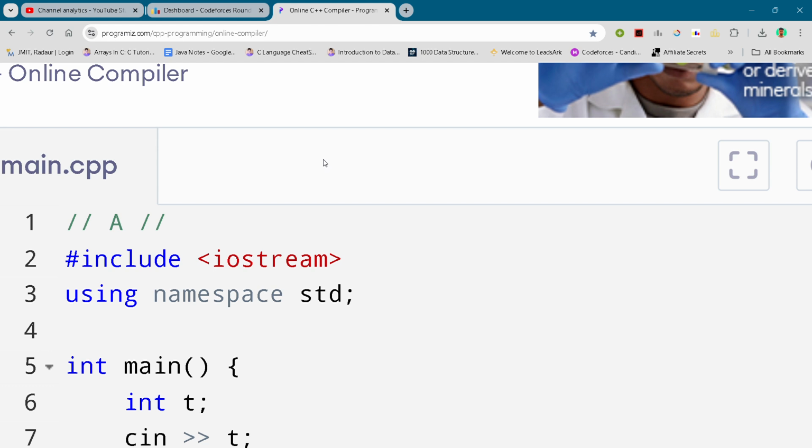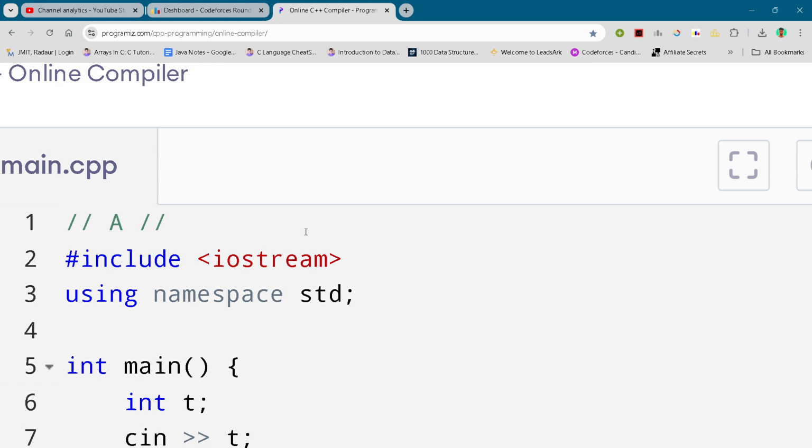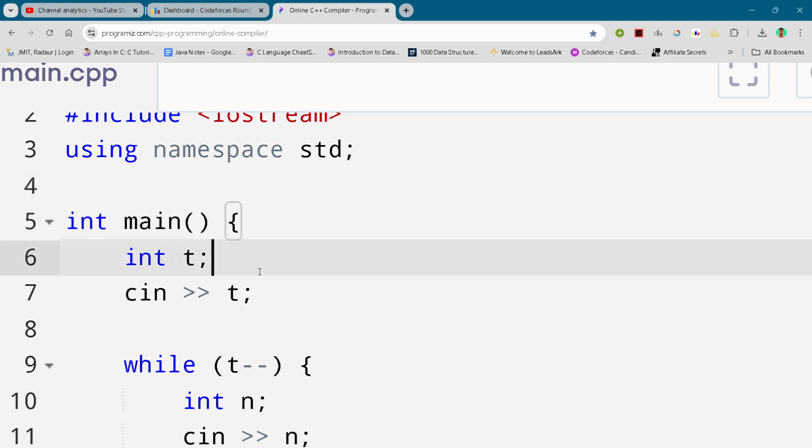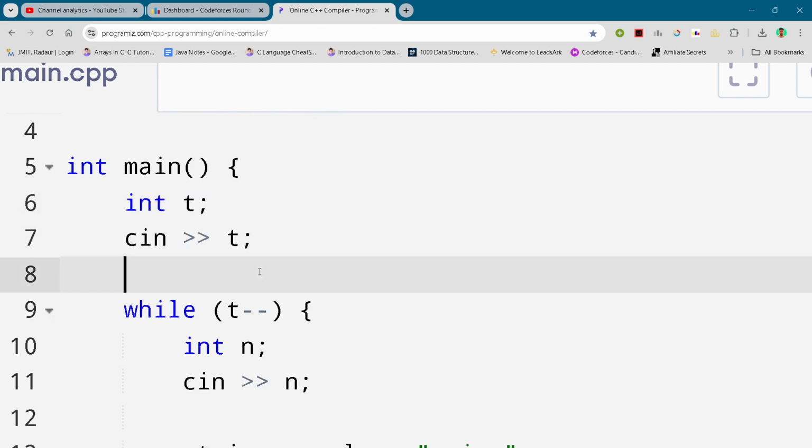Now I'll just show you the solution. So this is the first solution. I hope all of you have solved this, because it was pretty easy as usual. But since I'm uploading, I thought to start with the first one.